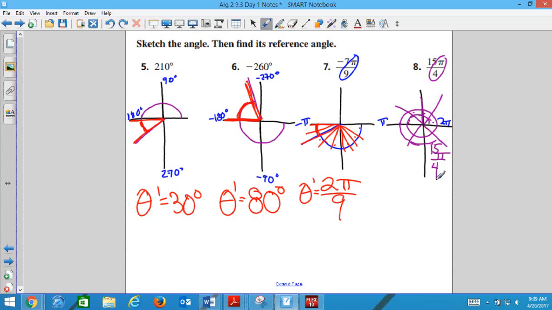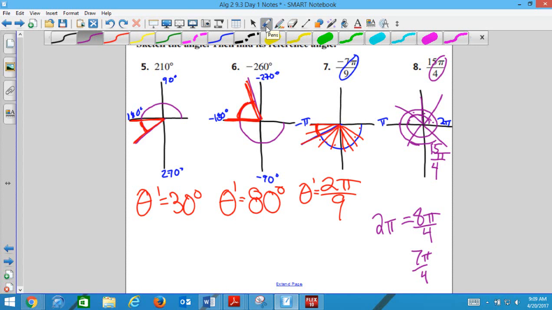Maybe a better way of thinking about it: 2 pi is the same thing as 8 pi over 4. Those are equivalent. So I have 8 pi over 4 is all the way around. And how many pi over 4s do I have left? I would have 7 pi over 4 left to make that complete 15.